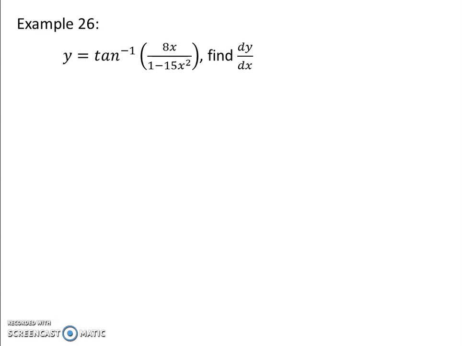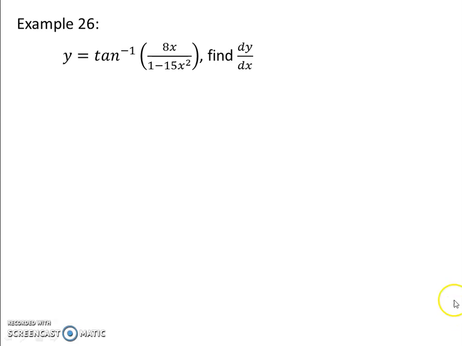But from the formulae table, there is one formula, rather two formulas. Tan inverse a plus tan inverse b equals tan inverse of a plus b upon 1 minus ab. And for subtraction it is tan inverse of a minus b upon 1 plus ab. So we can use this if the terms are in tan inverse.